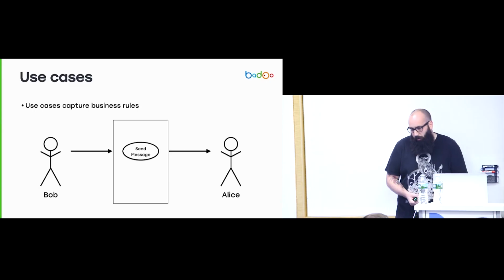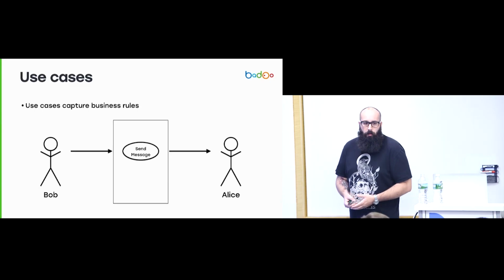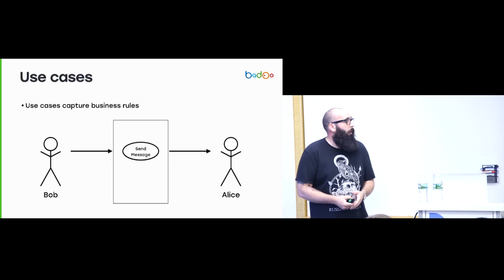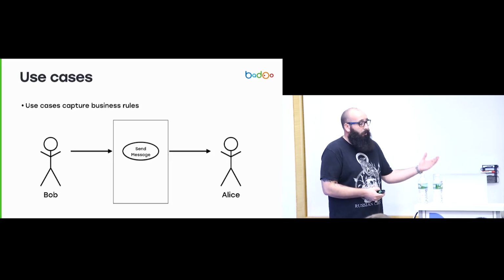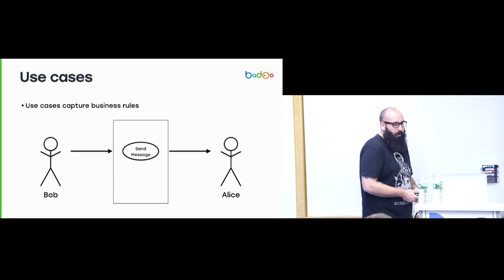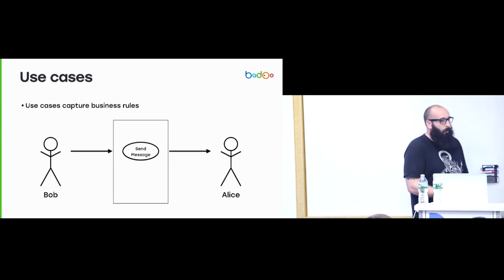And the reason for that is there could be different ways to send a message. So for example, in some apps now you have automated responses. And that would still be using a send message use case, but it wouldn't be using the implementation I just talked about.